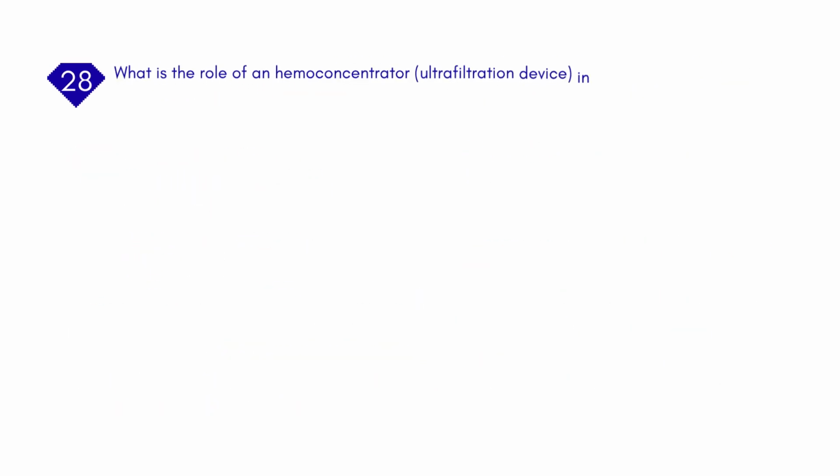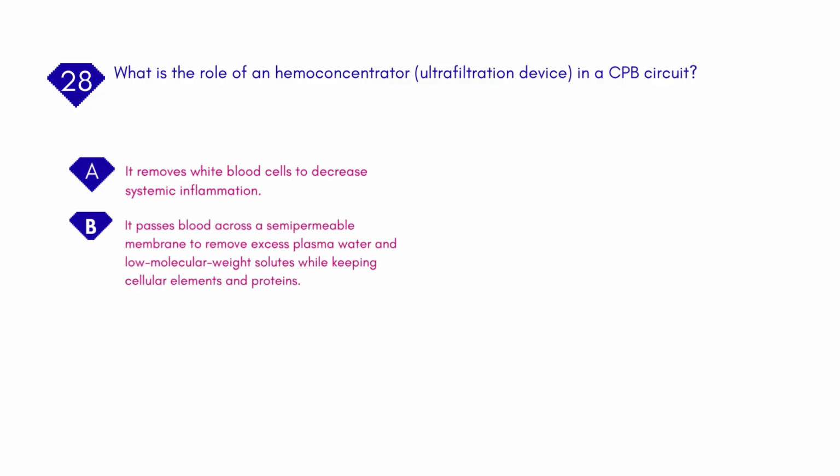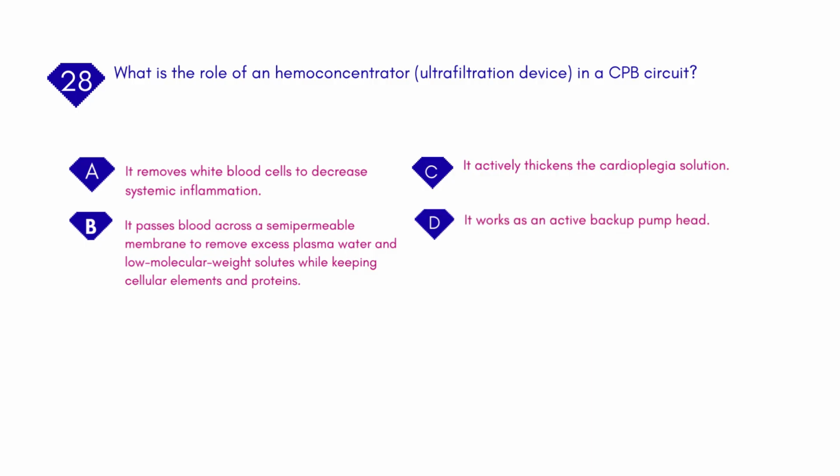What is the role of a hemoconcentrator, ultrafiltration device, in a CPB circuit? A. It removes white blood cells to decrease systemic inflammation. B. It passes blood across a semi-permeable membrane to remove excess plasma water and low molecular weight solutes while keeping cellular elements and proteins. C. It actively thickens the cardioplegia solution. D. It works as an active backup pump head.